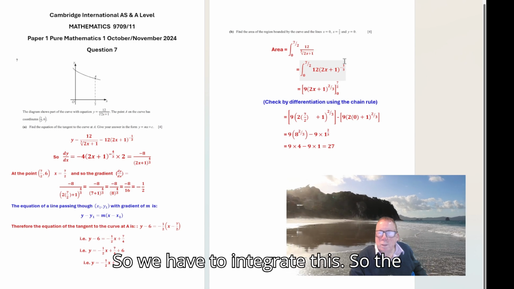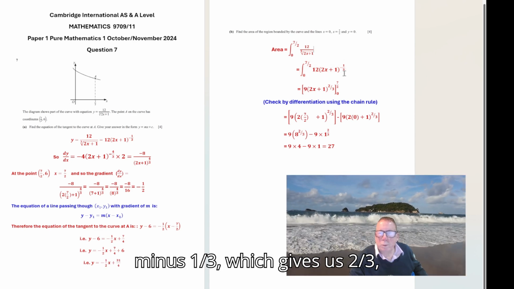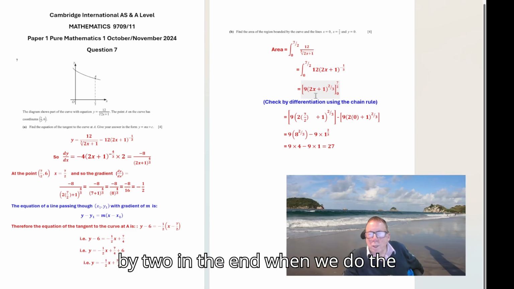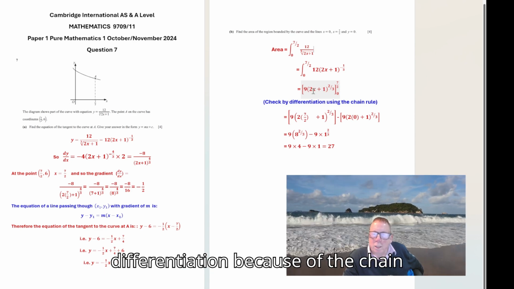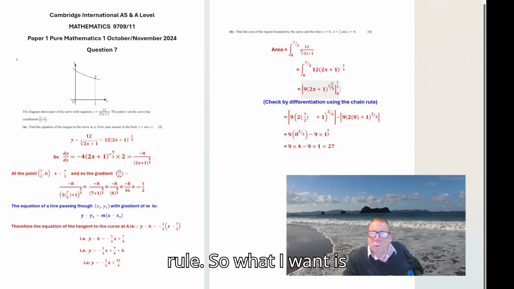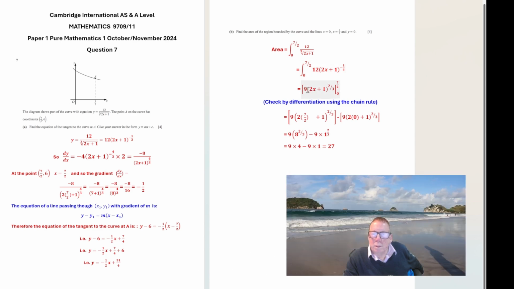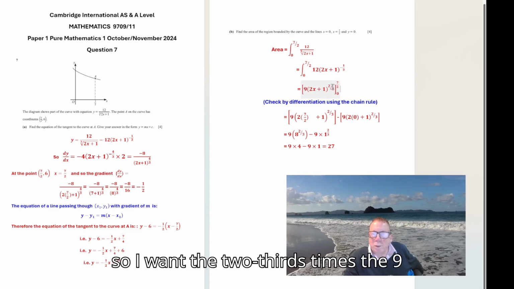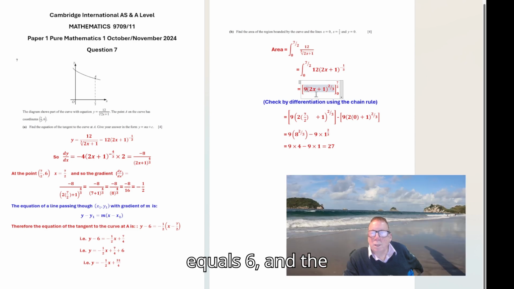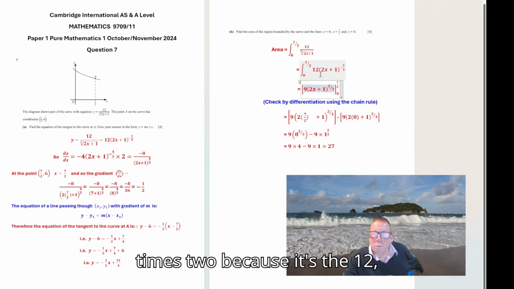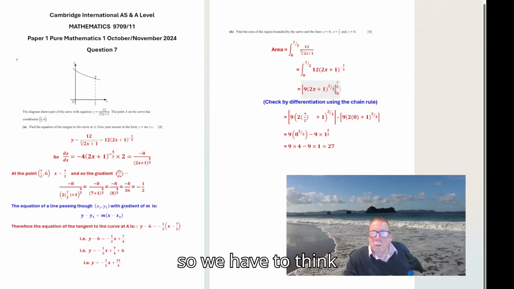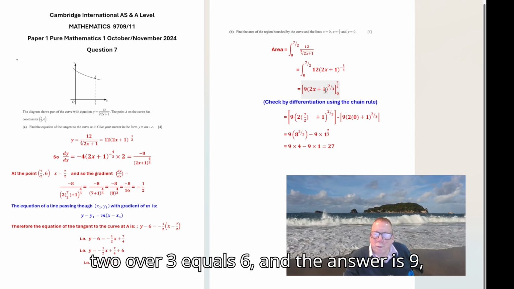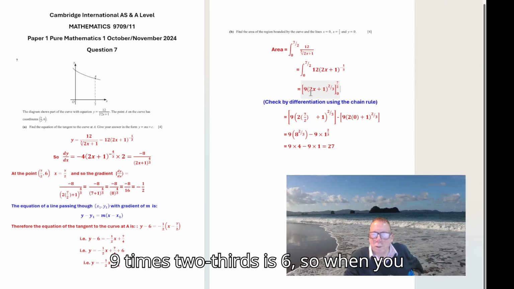So we have to integrate this. The first thing we have to do is add 1 to the minus a third, which gives us 2/3. And we're going to have to multiply by 2 in the end because of the chain rule. So what I want is to end up with 6 times 2. So I want the 2/3 times the 9 to equal 6, and the times 2 because it's the 12. So we have to think what times 2 over 3 equals 6, and the answer is 9. 9 times 2/3 is 6.